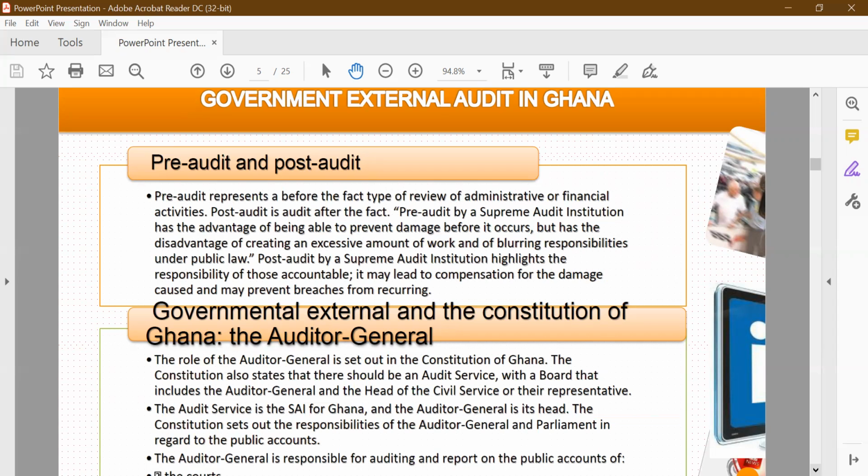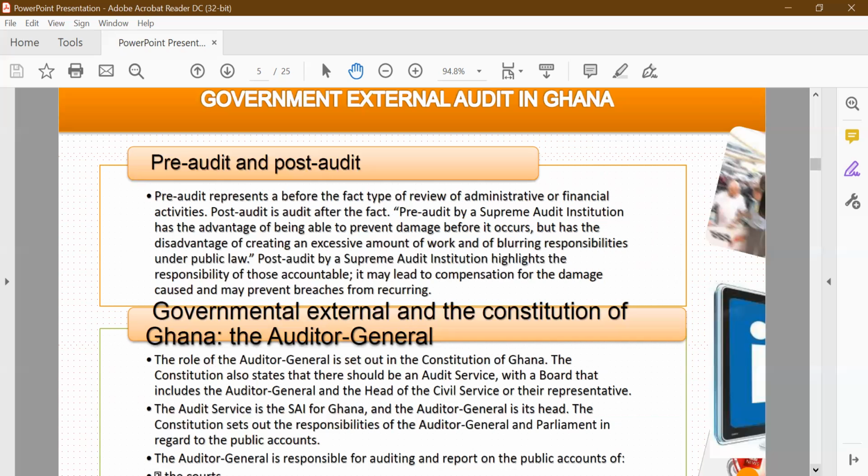So pre-audit by a supreme audit institution has the advantage of being able to prevent damage before it occurs. Right? So when we say pre-audits are proactive, post-audits are reactive. Pre-audits occur before the fact. Post-audits occur after the fact. So the advantage of pre-audit is that it has the advantage of preventing a damage before it occurs. But it can also lead to an excessive amount of work. It's a lot of work and responsibilities.